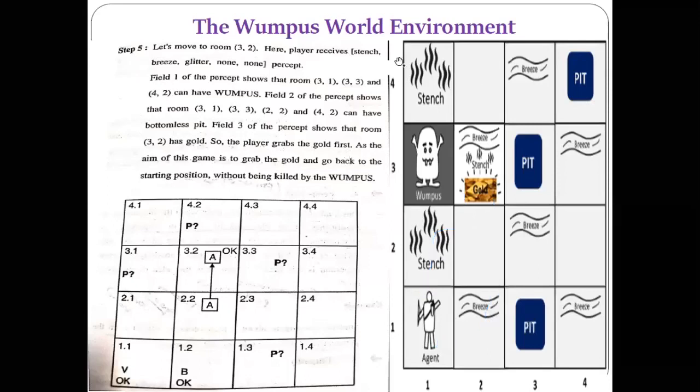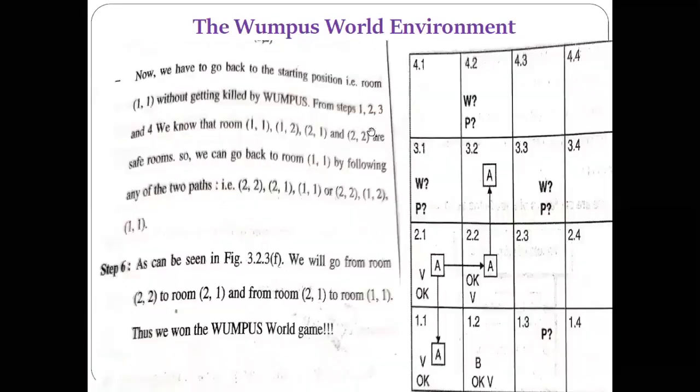So you can see, he now has two safe sequences to return back without being killed by the Wumpus. So from steps 1, 2, 3, 4 up to these steps, we can understand that room 1-1, room 1-2, and room 2-1 are all safe rooms. So the agent can come back to room 1-1 by following two options, two paths.